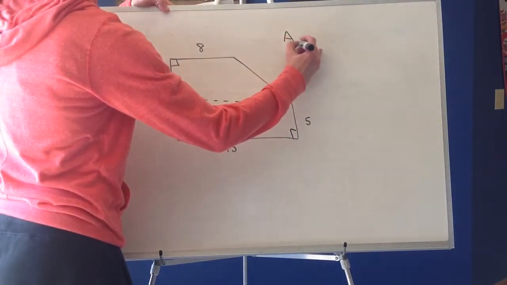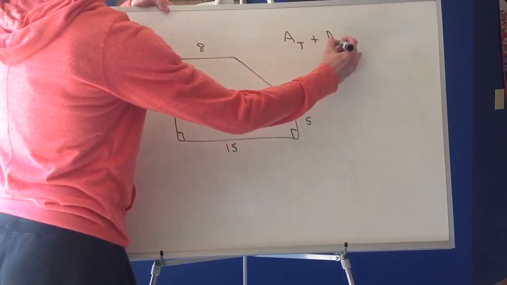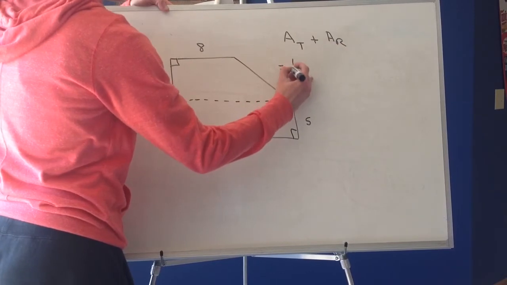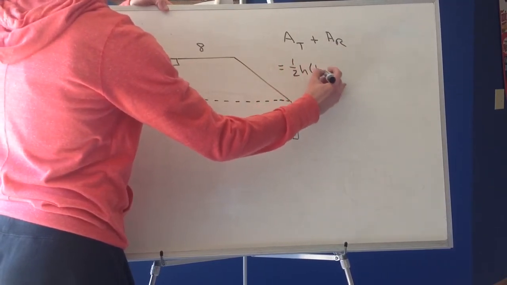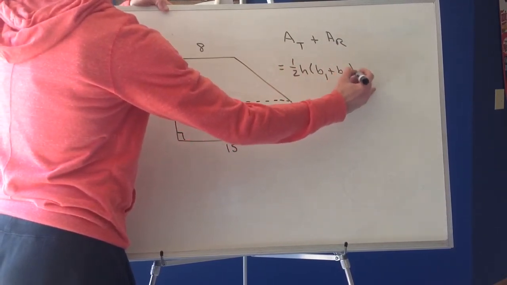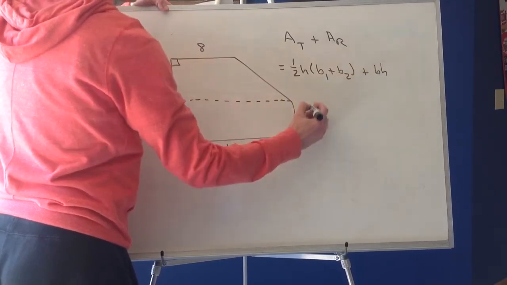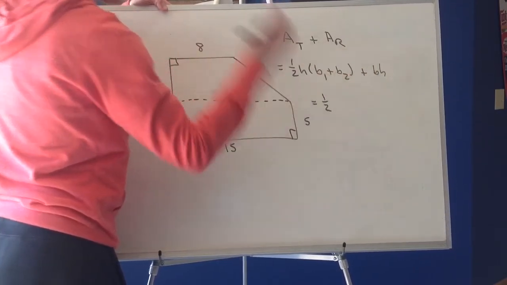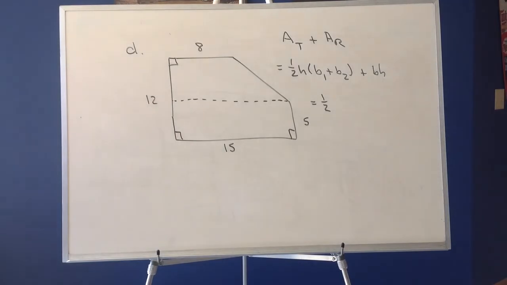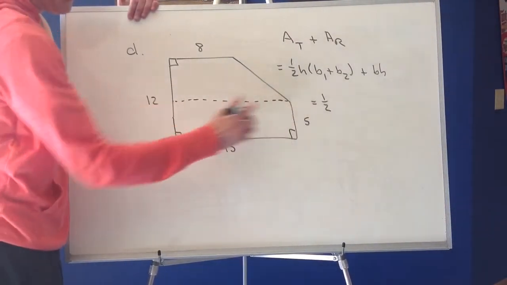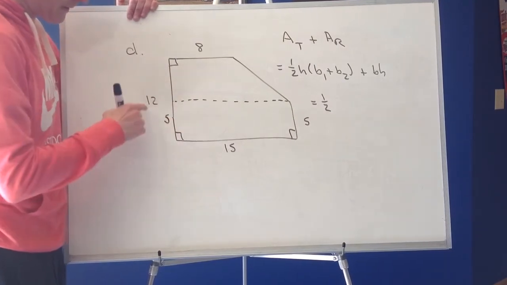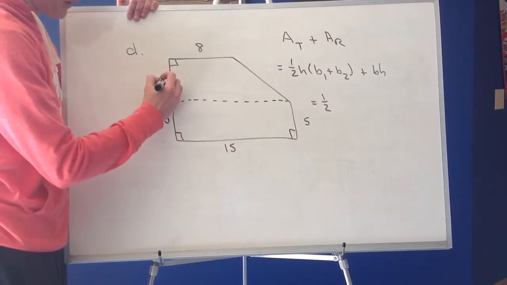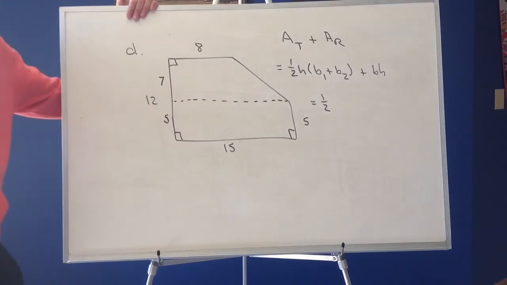So we'll do area of the trapezoid plus area of the rectangle. The trapezoid is one-half height times base 1 plus base 2. The rectangle is base times height. We need to make sure we get our pieces here, so I need to get this cut apart. If that's 5, that would mean this is 5. Since the whole thing was 12, that means this would have to be 7.